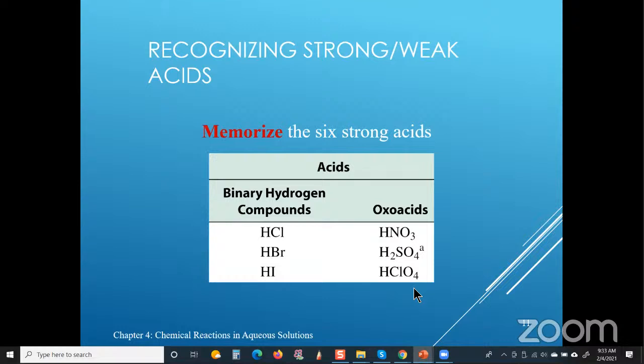Pretty much all other acids you will encounter would be weak acids unless you're told otherwise, all right? So you need to memorize these 6 acids as strong acids. Now, let me say a little something about sulfuric acid, because you'll notice that the difference between sulfuric acid and all the other acids is that it has 2 hydrogen ions that can be released when it dissociates.